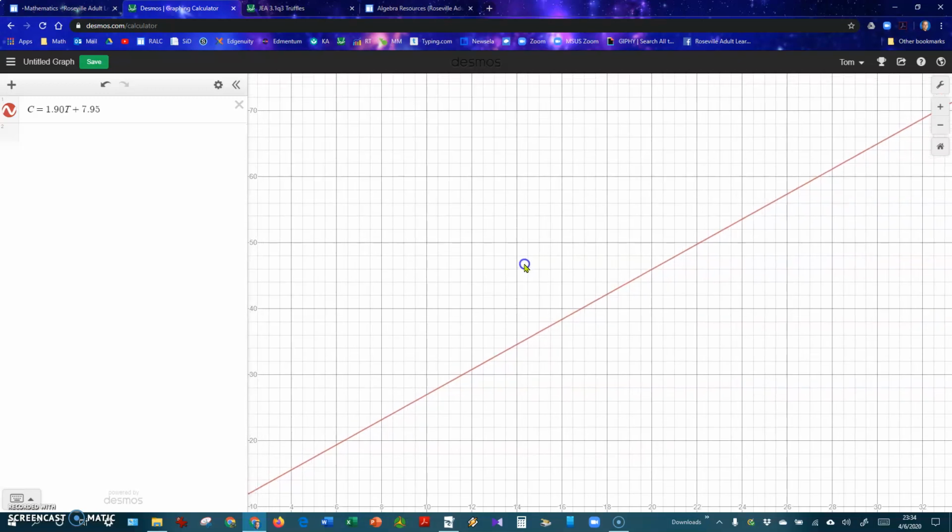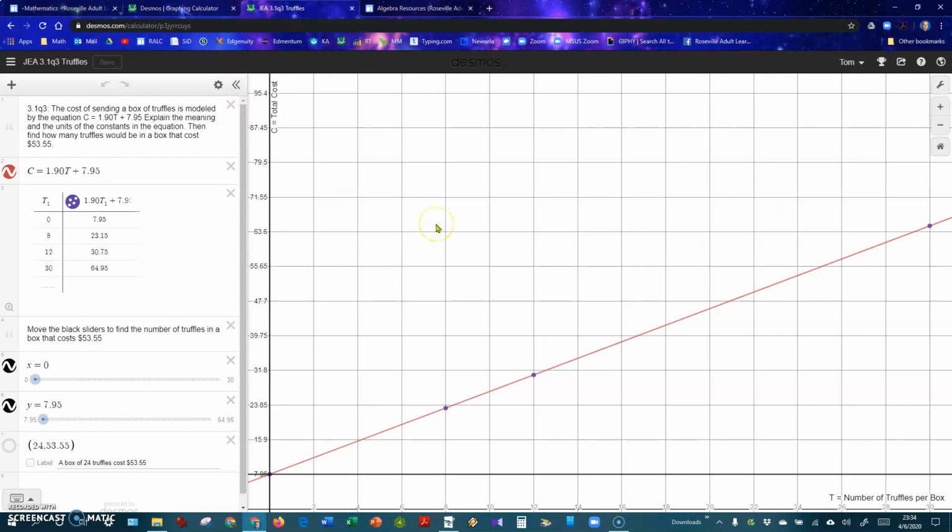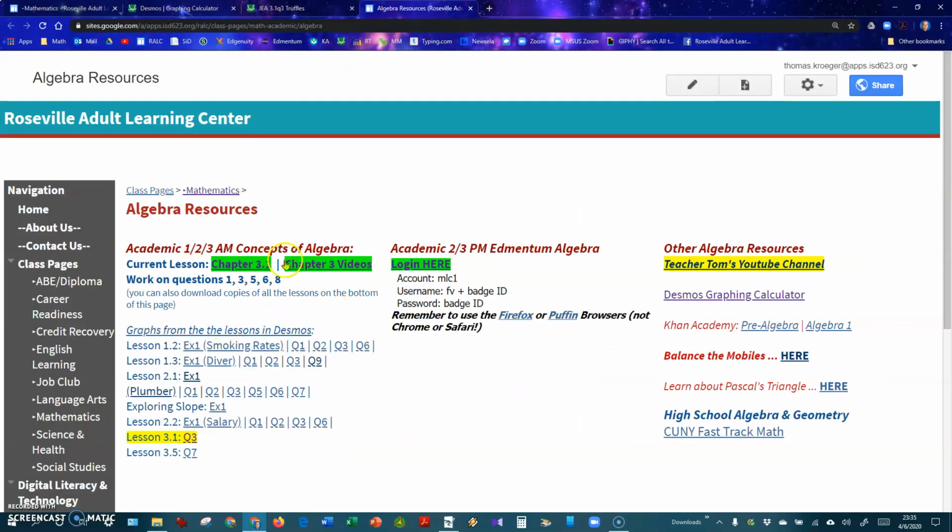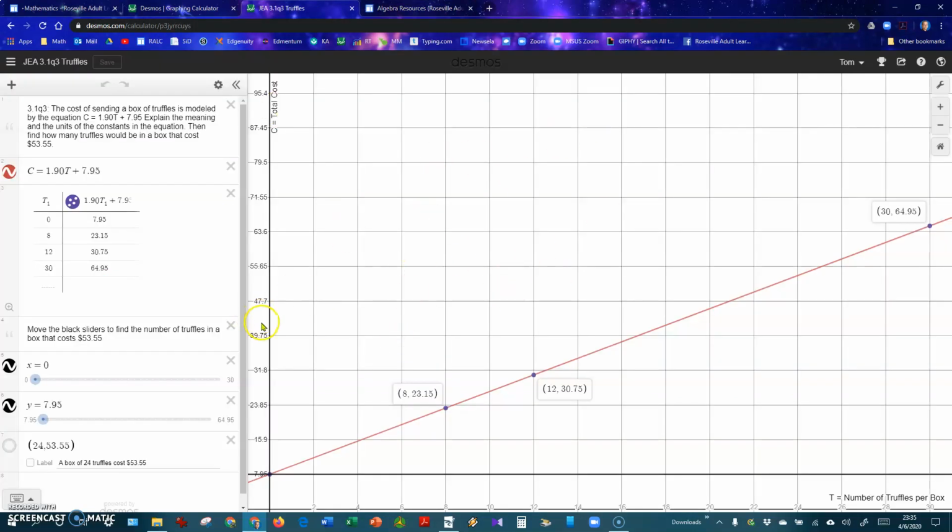I can change scales and things like that. If I do that, here's an example of what it would look like. If I have it all nice and neat, okay, I've got $23.15 for 8. 12 truffles is $30.75, and over here on the right, 30 truffles is $64.95. You can actually get to this graph. I've linked it on our algebra page here. It's right down here under the highlighted in yellow question number 3 graph. You can click on that, and it will open up this graph for you. You can take a look there.